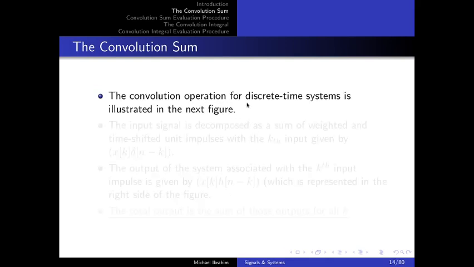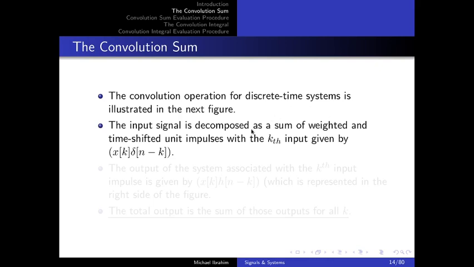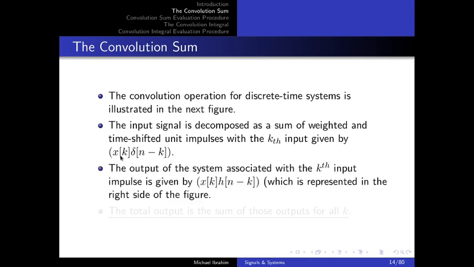The convolution operation for discrete time systems is illustrated in the next figure. We're going to take a look at it, where the input signal is decomposed as the sum of weighted and time shifted unit impulses. As we have seen before, any input signal x of n can be decomposed as a summation of shifted impulses multiplied by a constant x of k. And in this case, due to linearity, the corresponding output would be the shifted impulse response h of n minus k times the same constant x of k, and then we add them together. The total output is the sum of those outputs.